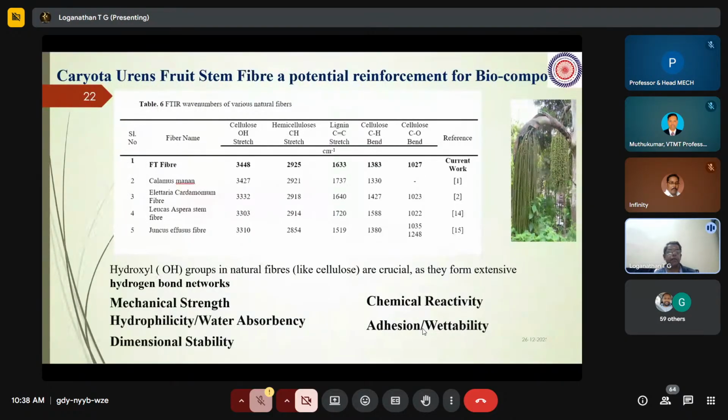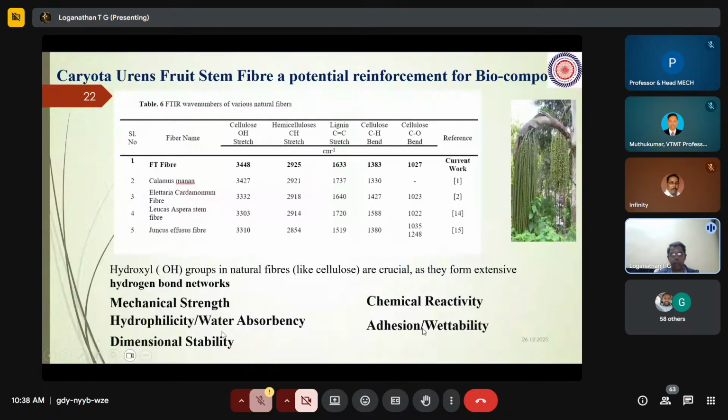So what is the advantage of this? When you are having a hydroxyl group present in the fiber, because of that it may have good mechanical strength, which is appreciable. So when it is having a hydroxyl group of high intensity, mechanical strength will be good. So what's the drawback of that? It is going to absorb water.